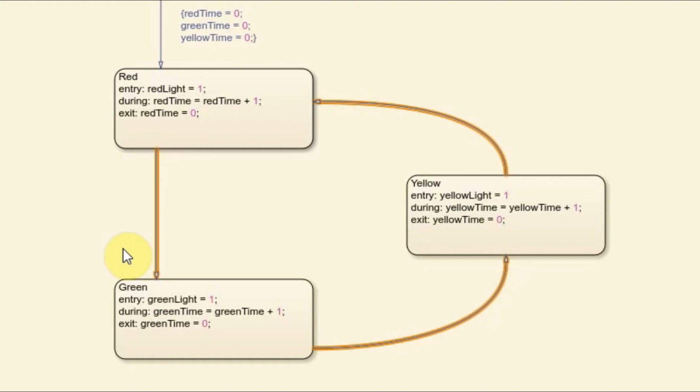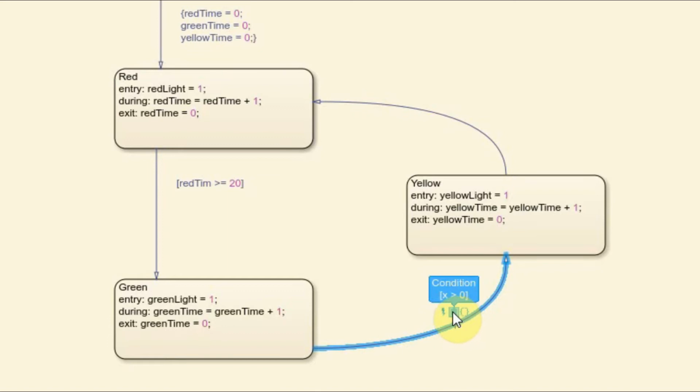Now we need to specify the transition conditions when we transit from red to green light, green to yellow light, and yellow to red light. The transition conditions we can write in square brackets. So when red time is greater than or equal to 20 seconds, we want to transit from red to green light.